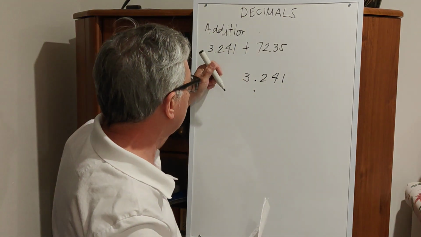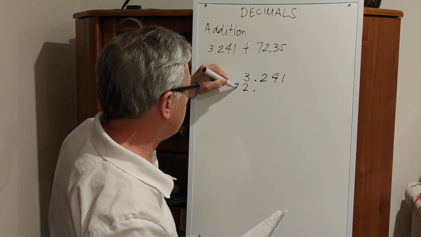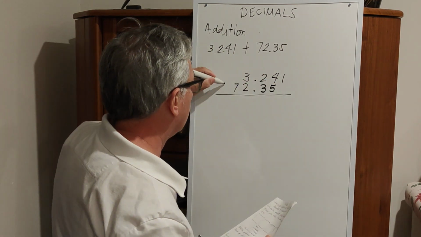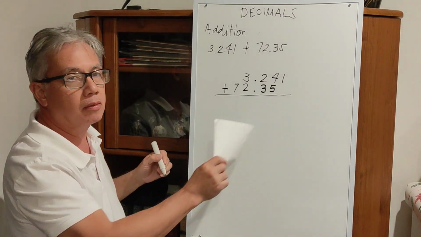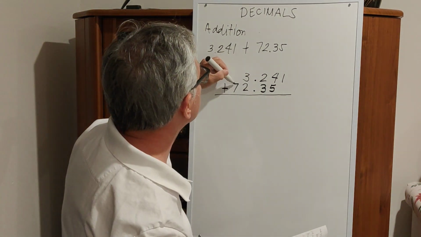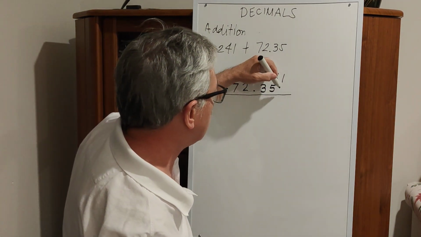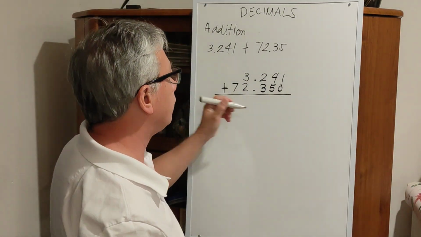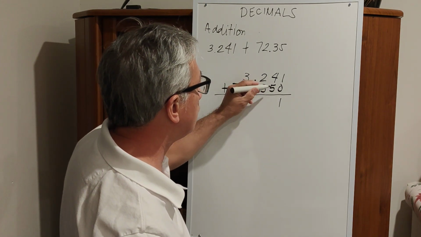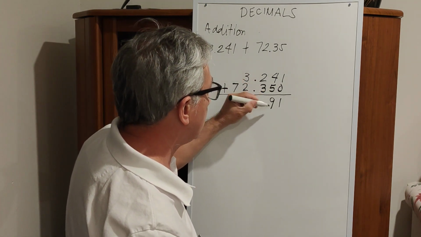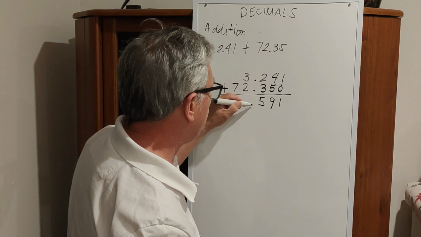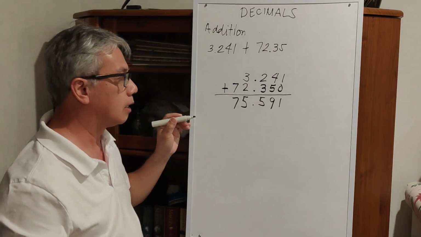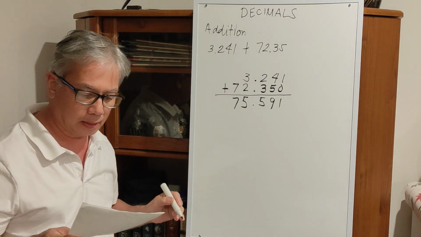So 2 would be aligning with 3, and then 7 here, and then 25, and then we can add. So they are aligned with the same position. So this one doesn't have a number, let's put 0. So we can add from right to left. 1 plus 0 is 1, 4 plus 5 is 9, 2 plus 2 is 4, 3 plus 2 is 5, and 7, so 75.491.